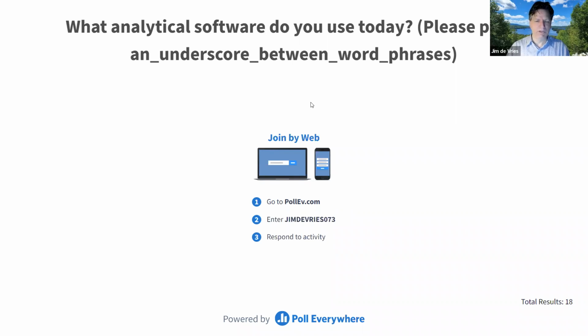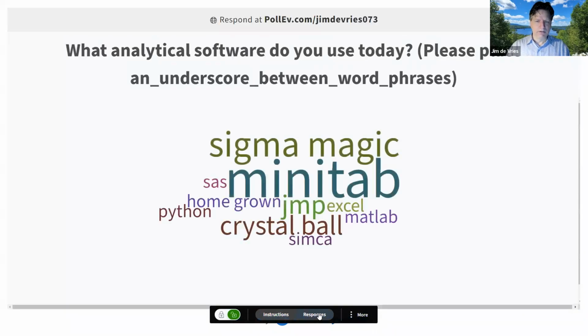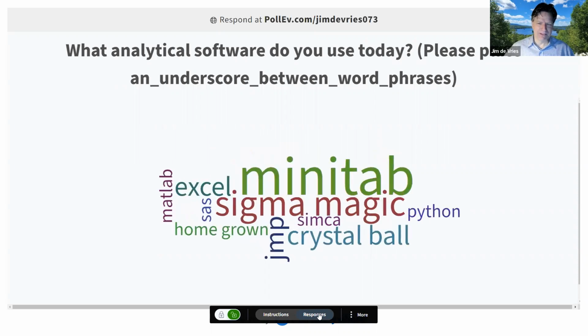What I've done is put it on my cell phone and just open up a window on my cell phone. That's the easiest way to do it. With that, we'll see what you guys are saying. There we got some very common players. Of course, Sigma Magic, Minitab, JMP, Crystal Ball, MATLAB, Python, SAS, Simca, homegrown systems. If you're writing in machine language, God bless you. But for the rest of us, we generally use something to help us, unless we're real adventuresome.